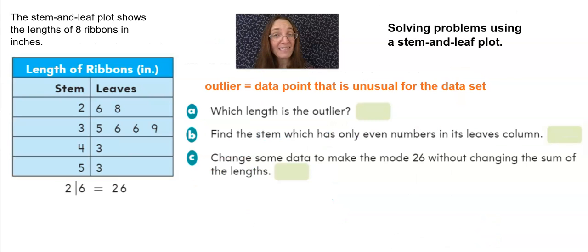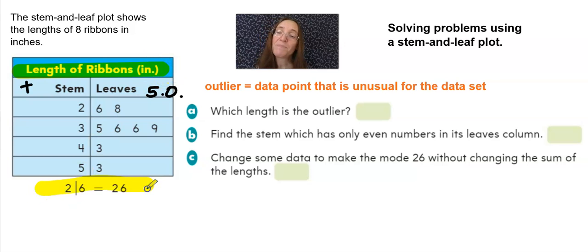Our final example of solving problems involving data has to do with using a stem and leaf plot. I'll remind you that the stem is the tens place and the leaves place is for the single ones. So we're using place value to organize our data. The stem and leaf plot shows the length of 8 ribbons in inches. The title here tells us the length of ribbons and the amount we're measuring by, inches.